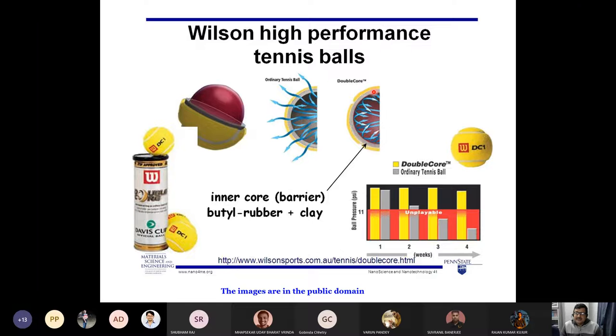Now you tell me, what is the material of construction of a tennis ball? What are the components that are there in a tennis ball? Any idea? Common sense I'm asking. There is an inner core. Yeah, please tell. So rubber. So you have a butyl rubber, right? Which is the inner core. And then there is a soft fabric outside, right? This yellow is like a soft cotton fabric. And then you have an inner core, which is a butyl rubber. Earlier, people used to use only butyl rubber, but later this butyl rubber is filled with a clay. This clay is also called a nano clay.